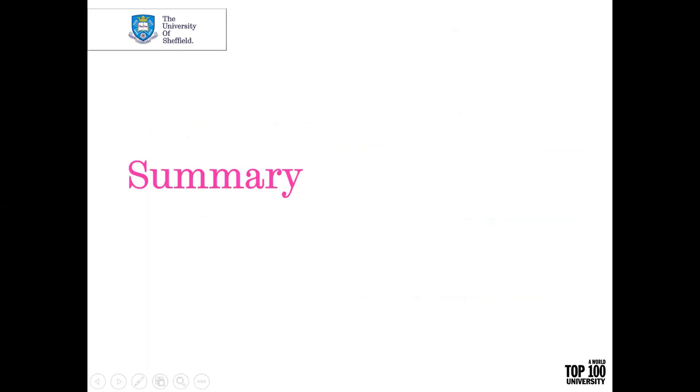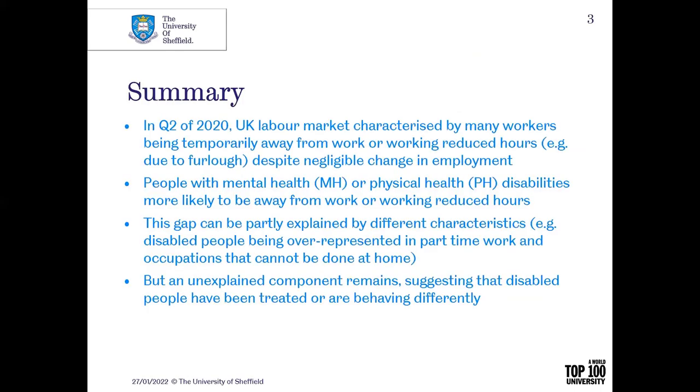So firstly, a summary of our research. As we all know, at the start of 2020 the COVID pandemic started, and it was a huge recession, probably the biggest recession we've ever had in living memory. Unlike many recessions, it didn't involve a huge fall in the employment rate because of the coronavirus job retention scheme, which was introduced in order to protect people's jobs. But what it did see is a huge number of people being temporarily away from work, for example, being on furlough. And what we do find is that people with mental health or physical health disabilities have been more likely to be away from work or working reduced hours during the pandemic.